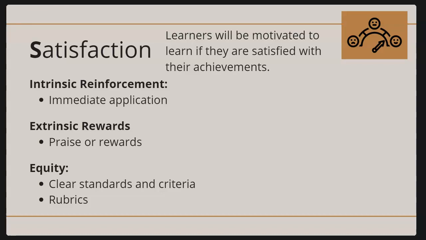And the third strategy under satisfaction is equity. There should be clear standards and criteria that are consistently enforced. You need to use rubrics. All of this needs to be equitable so that all of the standards, criteria, everything is the same for every student or learner. Because in my example, the learner is going to be an adult.